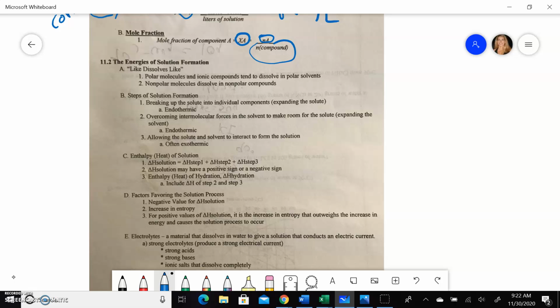And then again, if it's ionic, you don't have to draw the picture, you just can use the solubility rules to determine if it dissolves in water.